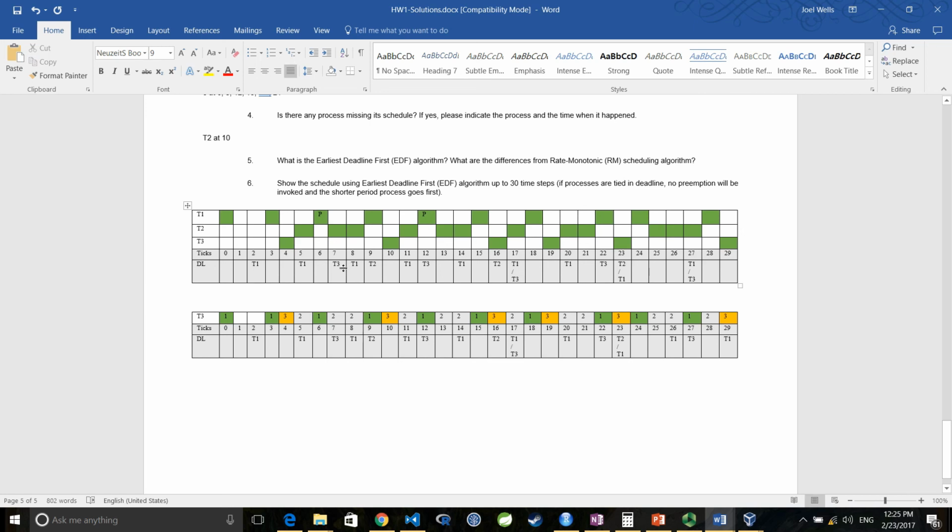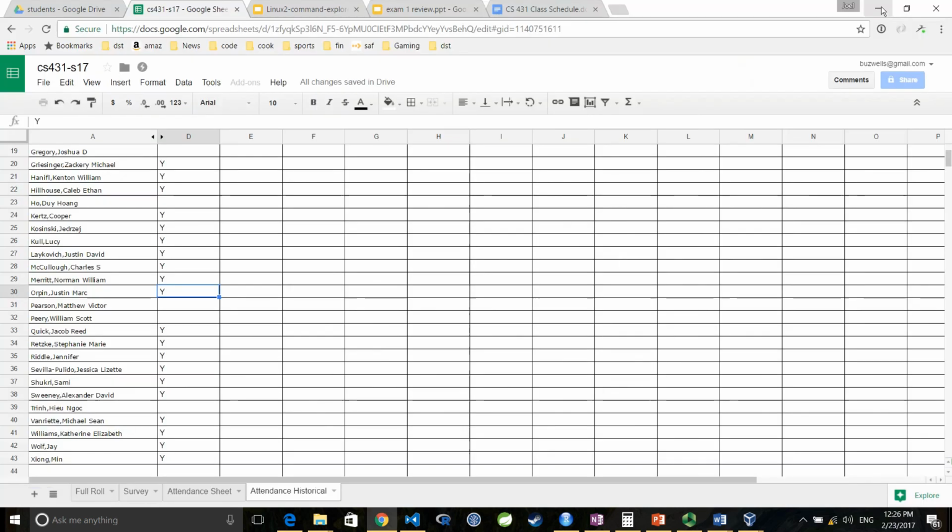It's as though your computer were just asking, what's the next deadline for a task that's not already complete? T3 is earlier, but T3 already completed for that period. That's what's a little tricky. You've got to make sure that you not only ask what's the earliest deadline, but what's the earliest deadline for a task that is not already complete for that period. All right? Okay, so, pretty straightforward.